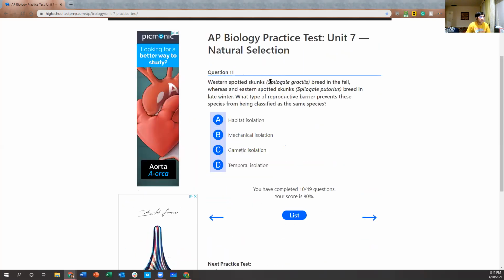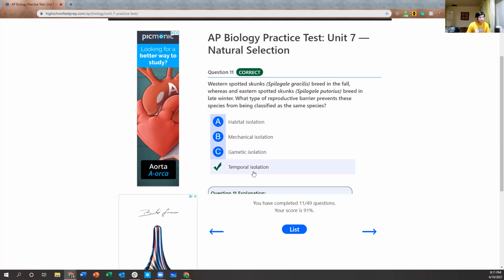Western spotted skunks breed in the fall, whereas eastern spotted skunks breed in late winter. So that's temporal isolation, right? Yeah, because it has to do with time.